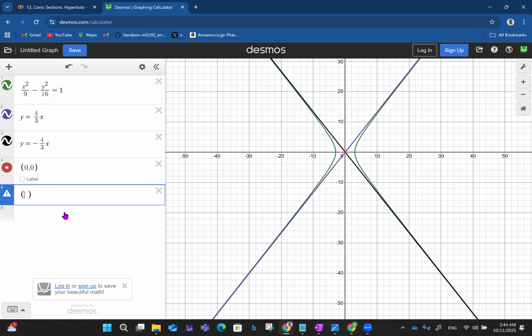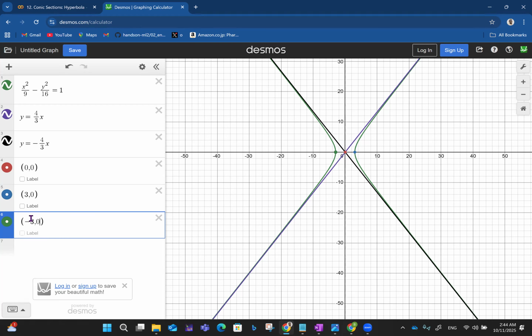Let me see. Plus or minus 3, 0. Okay, that doesn't work. So I'll do 3, 0 separately. That's this blue dot here. And then I do minus 3, 0. Okay, that's this green dot right here.